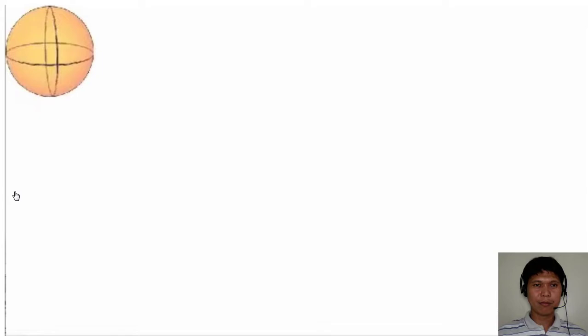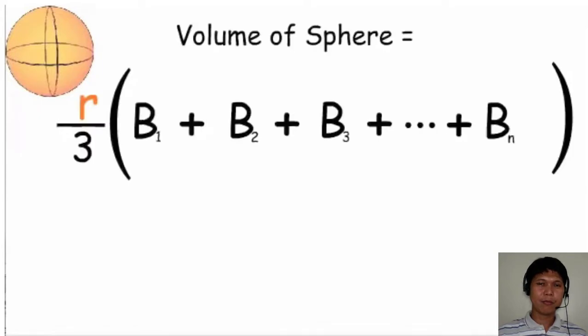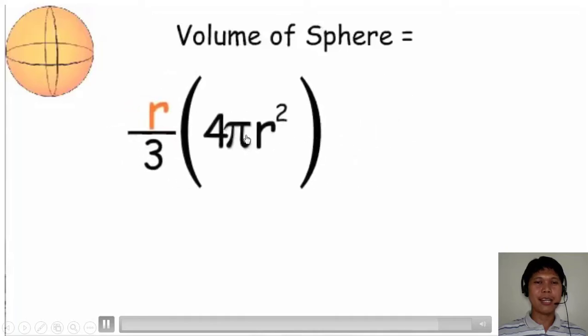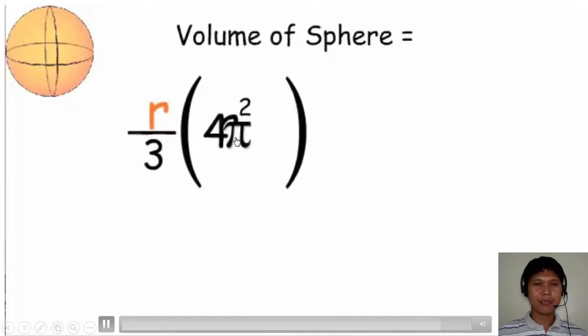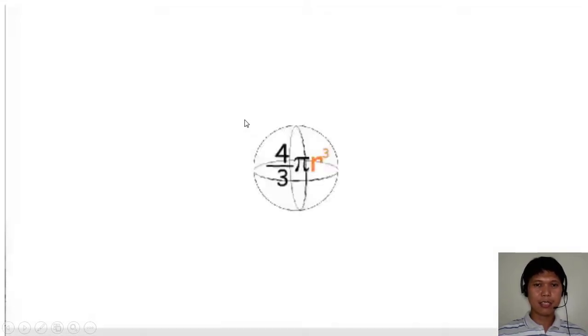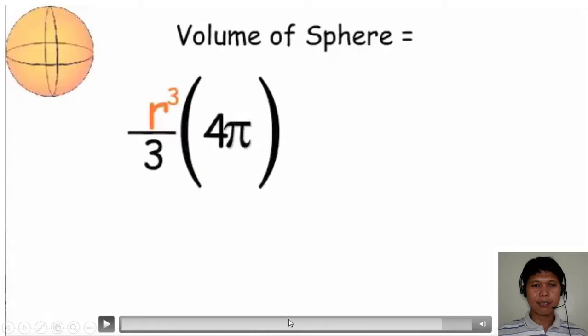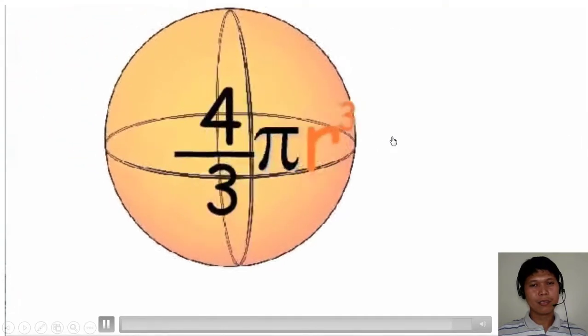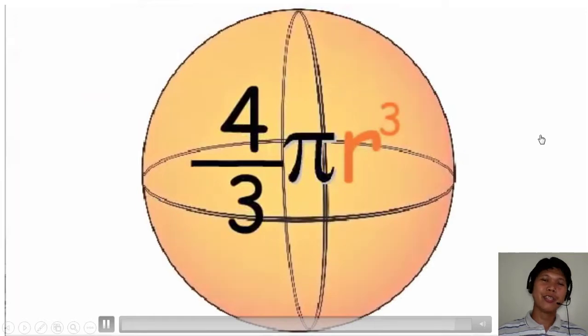So now let's go back to our simple formula and replace the sum of all bases with 4 pi r squared. Ayan, pinalitan na. Now we combine the r's together to get r cubed. Okay, and now we simply rearrange the equation to get 4 over 3 pi r cubed. Ayan, so yun yung derivation.